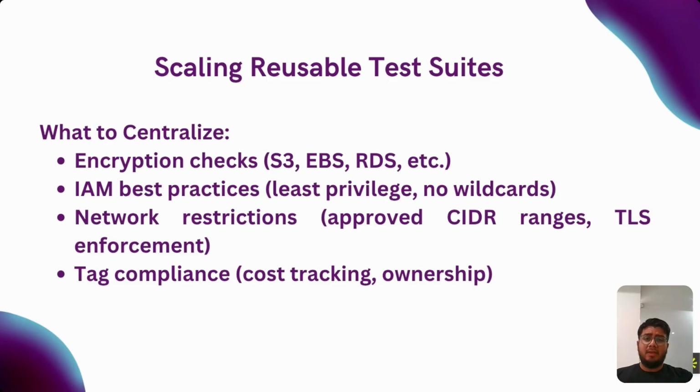Automate centralized encryption checks. Encryption checks are always needed, along with IAM best practices, network restrictions, and tag compliance. These are the major general things which are necessary for any organization to secure its infrastructure.